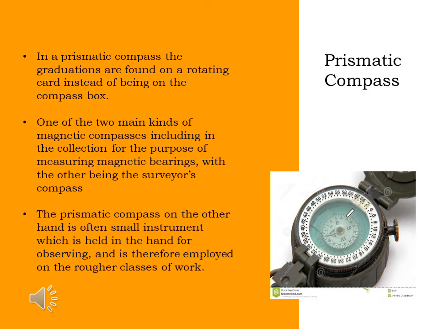Prismatic compass. In a prismatic compass, the graduations are found on a rotating card instead of being on the compass box. It is one of the two main kinds of magnetic compasses, included in the collection for the purpose of measuring magnetic bearings, with the other being the surveyor's compass. The prismatic compass, on the other hand, is often a small instrument which is held in the hand for observing and is therefore employed on the rougher classes of work.